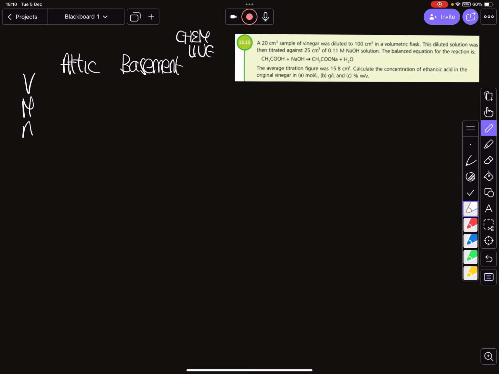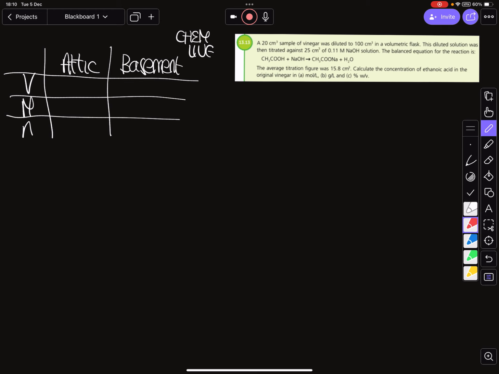We know for the basement that when we're looking for this, it is going to be a whole number, something that can be measured out with a pipette. So if we read across, we have this piece of information. So we now know that we're putting 25 centimeters cubed of base. So this is the NaOH. And we know it's 0.11 big M, and we know its ratio is 1 from our equation.